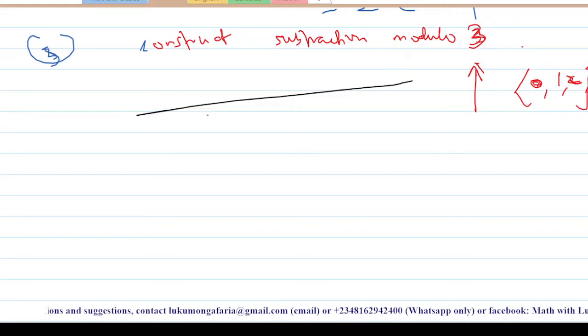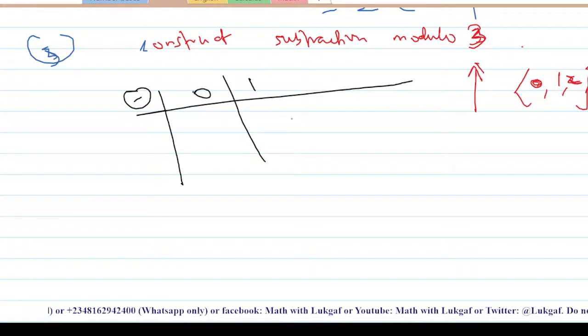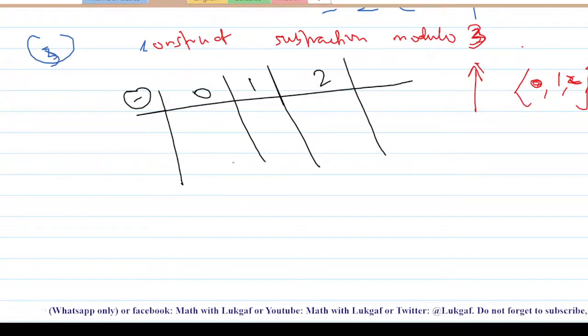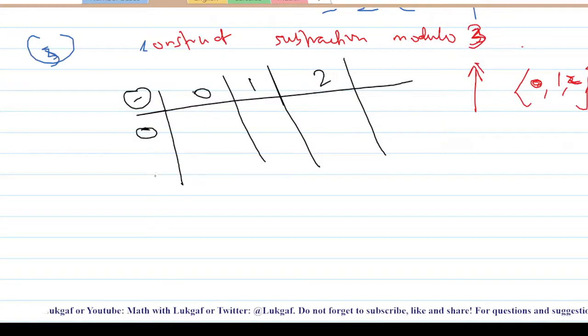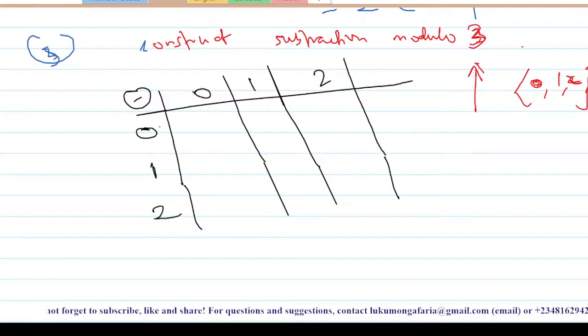You have something of this nature. Don't forget your operation. You have 0, 1, 2, likewise 0, 1, 2 here. Then you take it one by one. Don't forget we are working in modulo 3. So 0 minus 0 is 0, right? 0 minus 1 is minus 1. Don't forget minus 1 does not fall among the residues, right? So then you have to convert it to the simplest form.